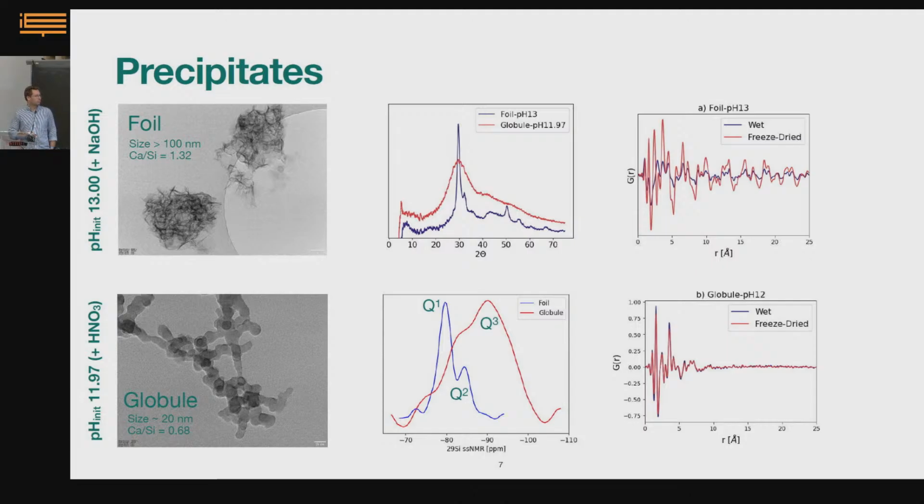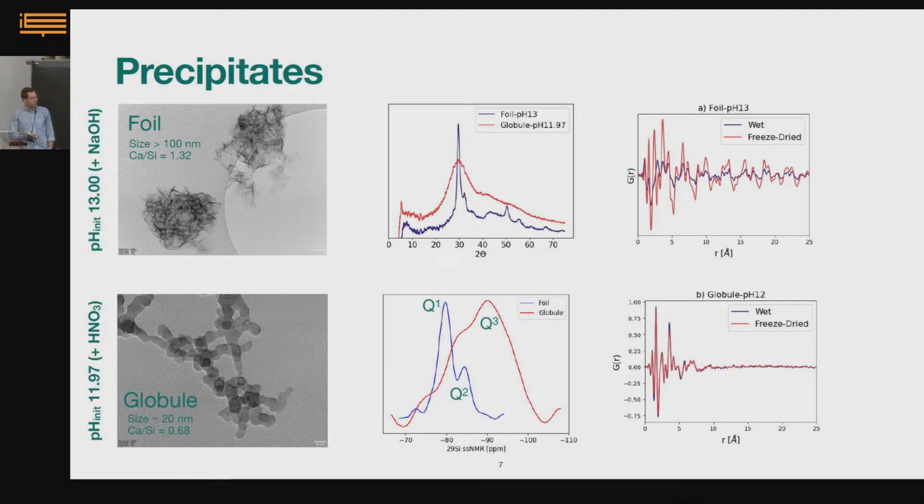And the globule forms if you have a pH 12 or like 12.4 and less, and globules are around 20 nanometers long. Ours has a calcium silicon ratio of 0.68. And by the XRD you see they don't really have any typical reflections. Also, the silicate speciation is different. So in CSH you usually have Q1s and Q2s, those are typical, where globules are more heavily Q3 and Q2s and very rare Q1s.